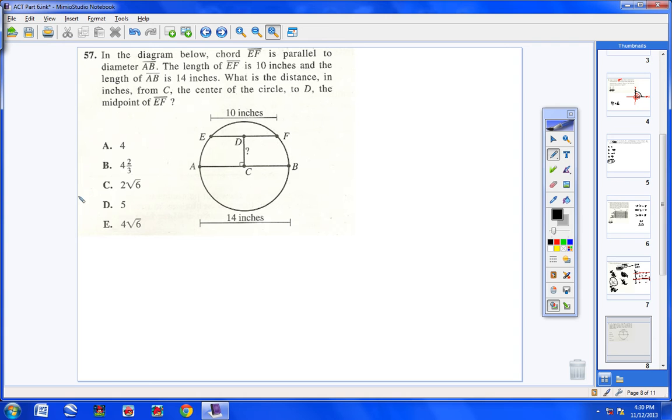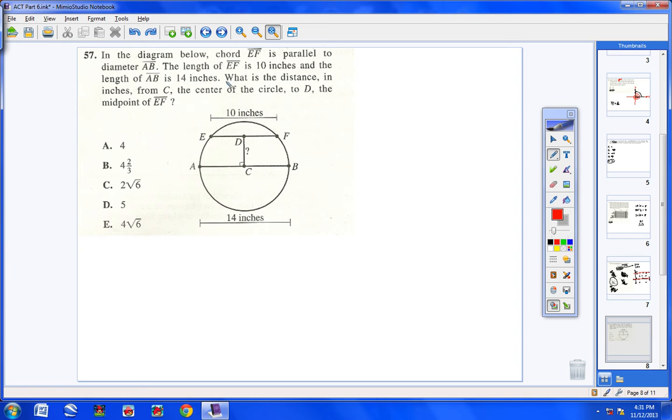All right, number 57. In the diagram below, chord EF is parallel to AB. So this line here is parallel to this line here. The length of EF is 10 inches like it says right here, and the length of AB is 14 inches like it says right there. What is the distance in inches from C, the center of the circle, to D? So we want to know this length right here. I want to know that length.